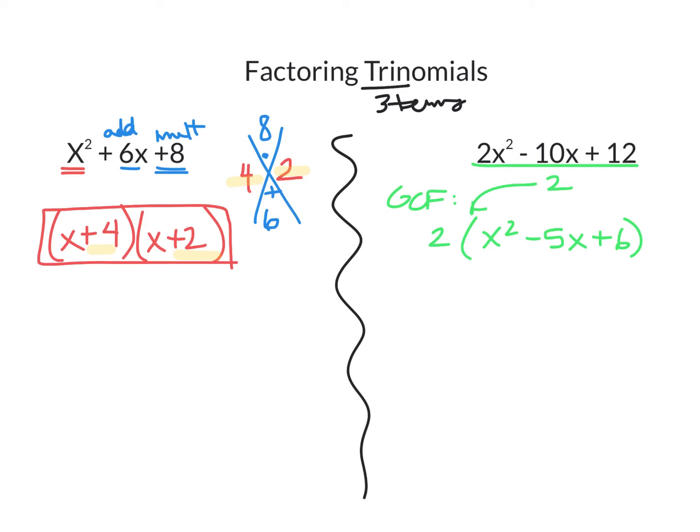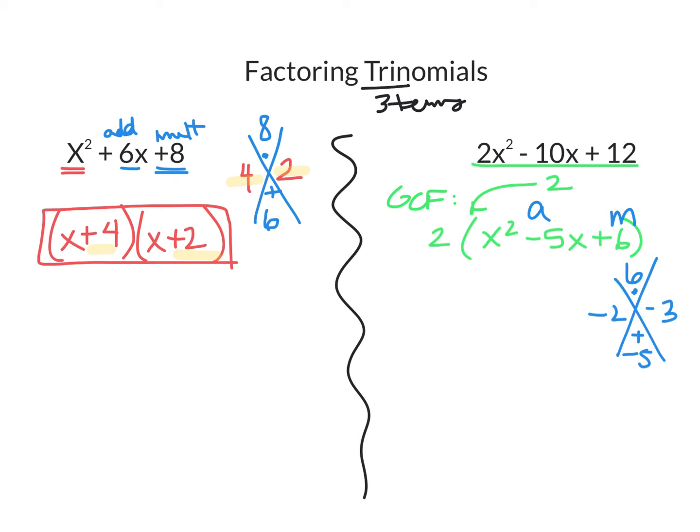And now I've got a trinomial again. So I'm going to set up my x game. I need 2 numbers that multiply to give me 6 and add to give me -5. And you've got to be careful with positives and negatives here. I multiply to give me a positive number, which means they either both need to be positive or they both need to be negative. So in this instance, it's -2 and -3.